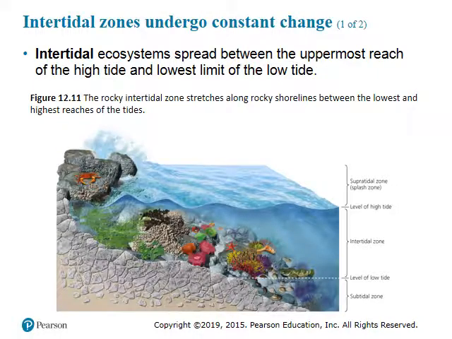Now, intertidal ecosystems spread between the uppermost reach of the high tide and the lowest limit of the low tide. The rocky intertidal zone stretches along rocky shorelines between the lowest and highest reaches of the tides. So as you can see here, these tidal zones, where high tide comes in, low tide, exactly. This is a rocky intertidal zone along rocky shorelines. This would be something you would see on northern parts of the Atlantic Ocean, so in Maine, maybe parts of New Hampshire, and then you would see this fairly commonly on the West Coast. Right? There are a lot of rocky shores the farther north you go.